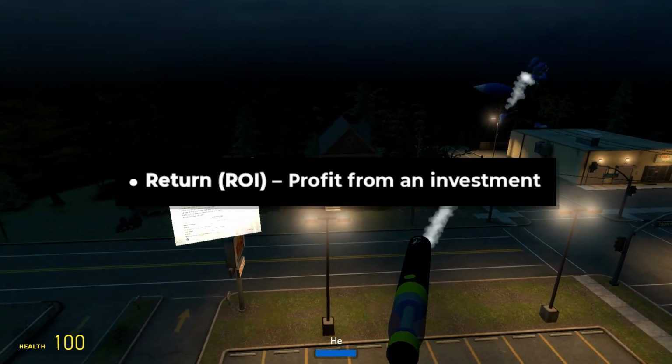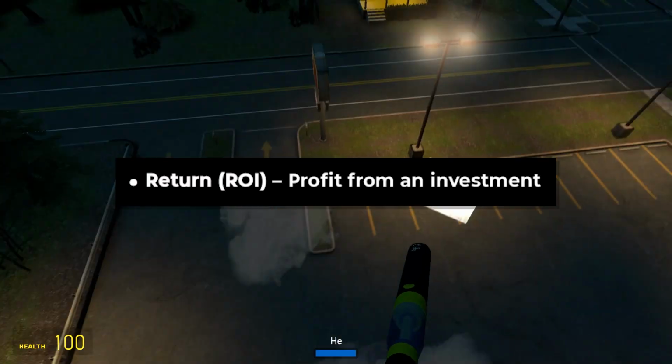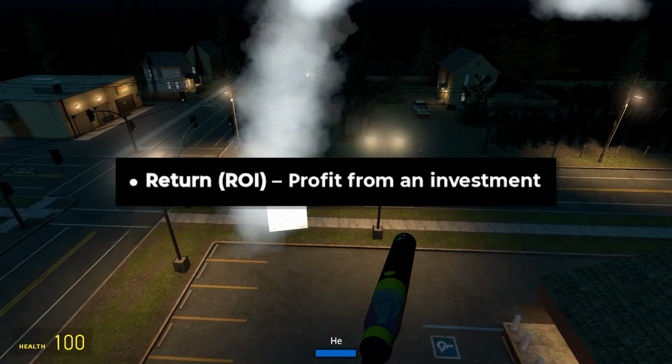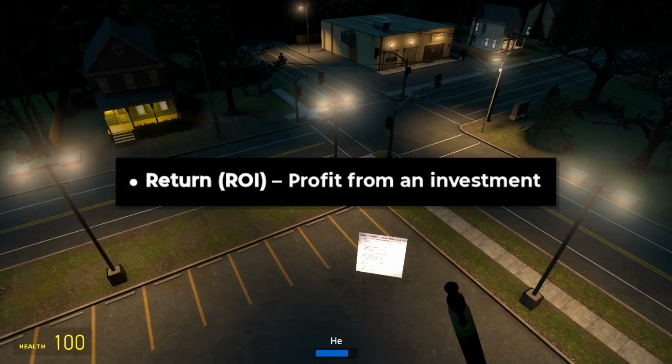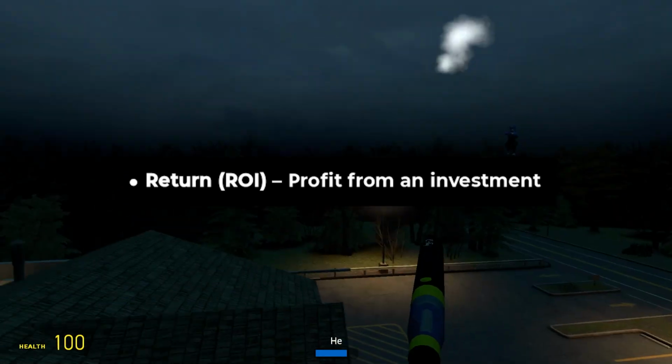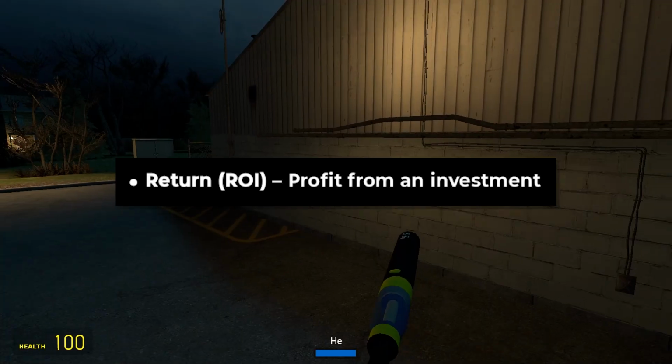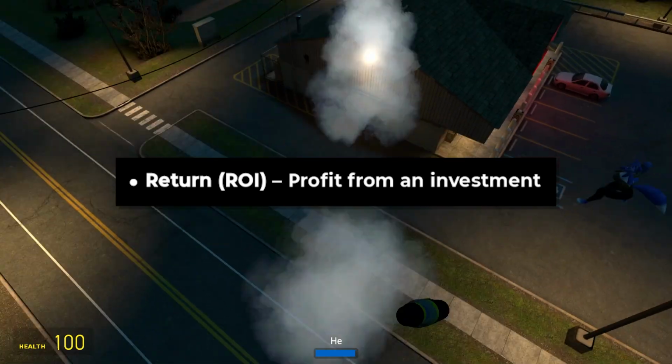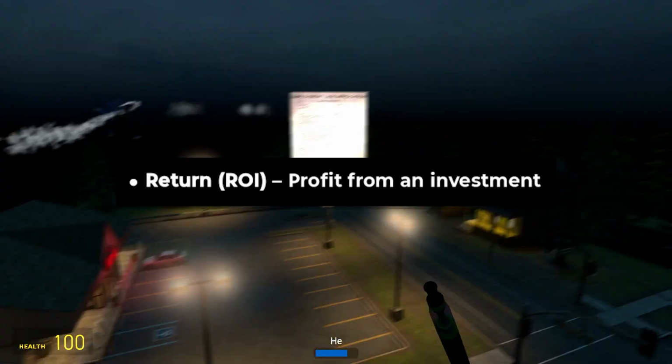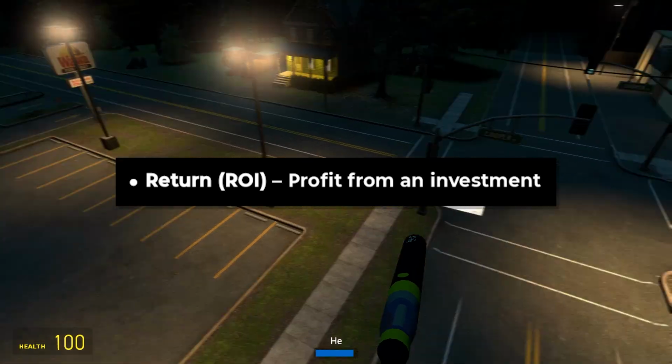ROI is return on investment. A lot of these people will say, is this a good ROI? It just means, are you making your money back? It's return on investment. So are you making profits from the investment that you made? When they ask ROI, that's what we're talking about.